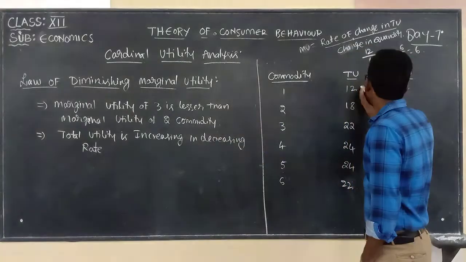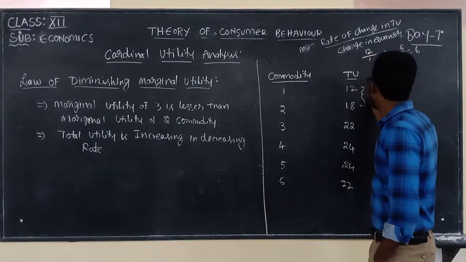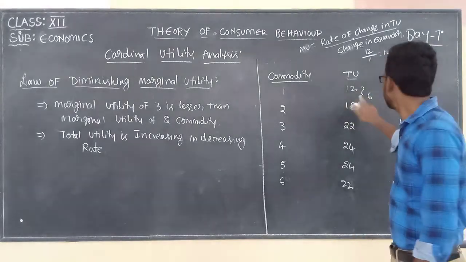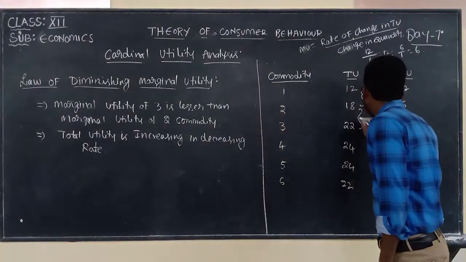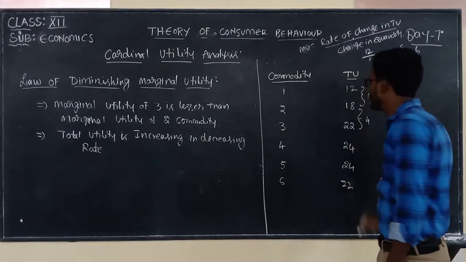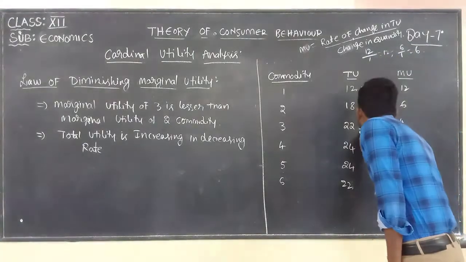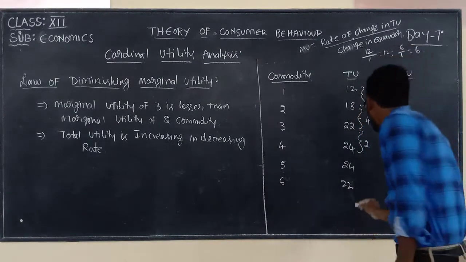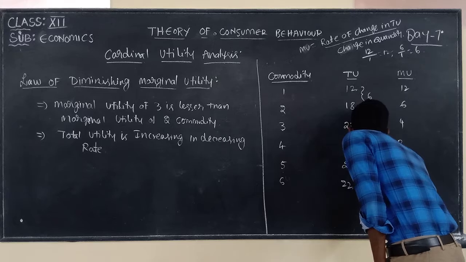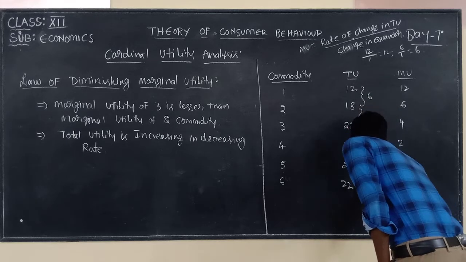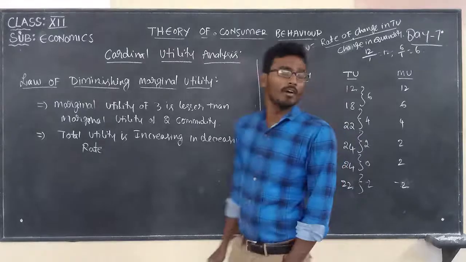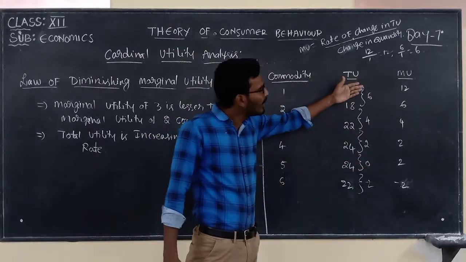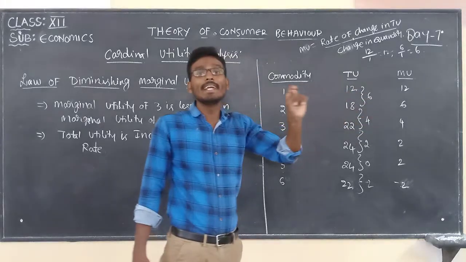How? The variation between 12 to 18, how much? 6. The difference between 18 to 22 is 4. The difference between 22 to 24 is 2. The difference between 24 to 24 is 0. And this will be minus 2. So here, to some extent, total utility is increasing but at a decreasing rate.